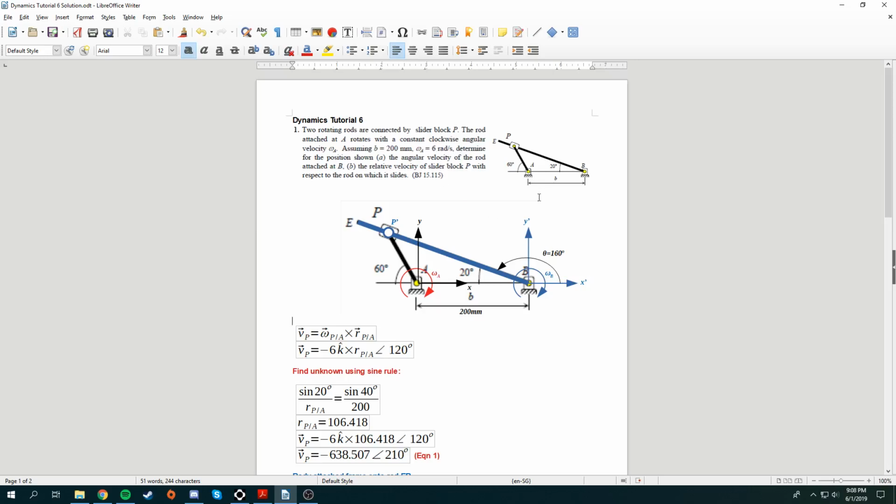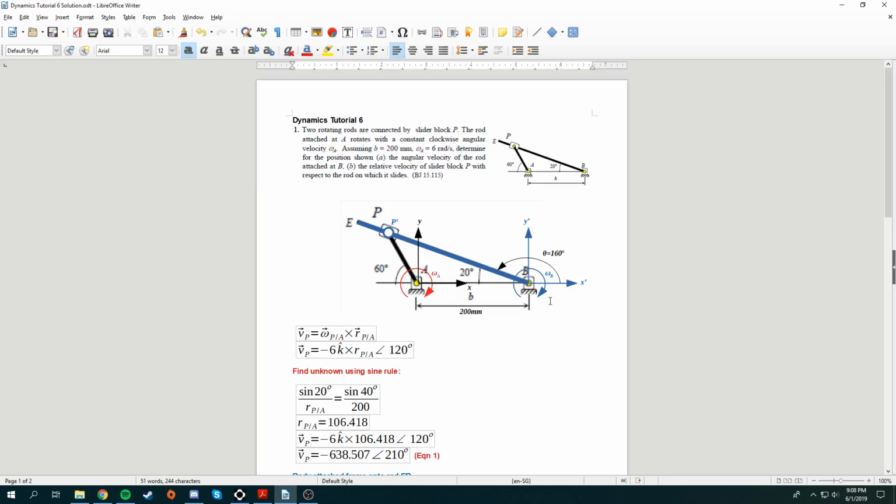Assuming B is 200 mm, which is here, 200 mm, omega A is 6 radians per second. Determine for the position shown the angular velocity of the rod attached at B, so basically rod EB, and the relative velocity of the slider block P with respect to this rod.